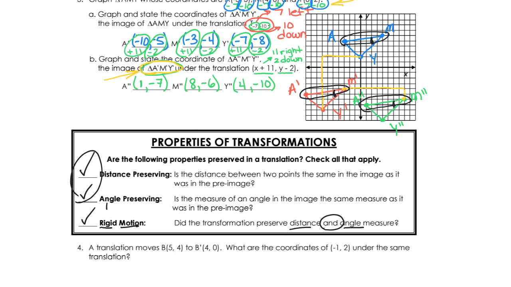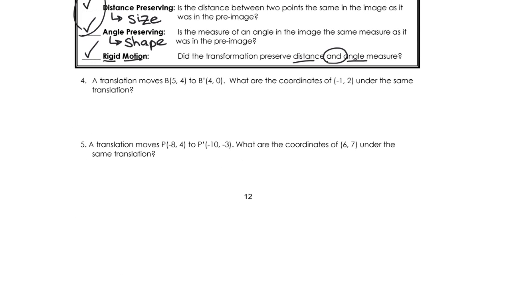The angles control the shape of the triangle by keeping the angles the same. And the distance preserving keeps the triangles the same size. And when shape and size are preserved, or distance and angle measure are preserved, it's known as a rigid motion. All right, let's take a look at these last two.